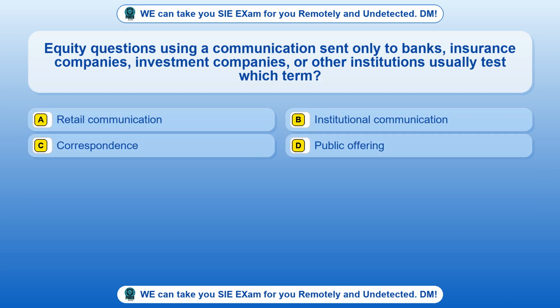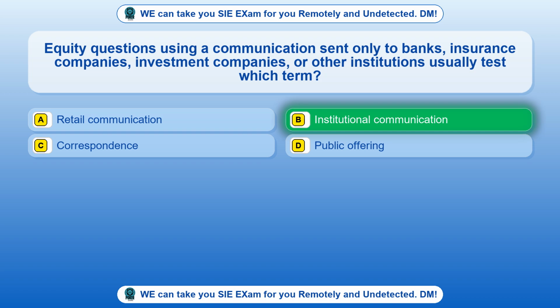Question 54. Equity questions using a communication sent only to banks, insurance companies, investment companies, or other institutions usually test which term? Option A, retail communication. Option B, institutional communication. Option C, correspondence. Option D, public offering. The correct answer is option B, institutional communication.